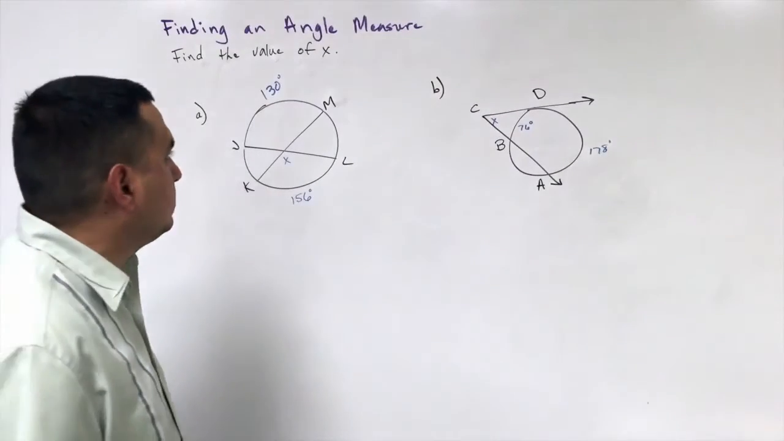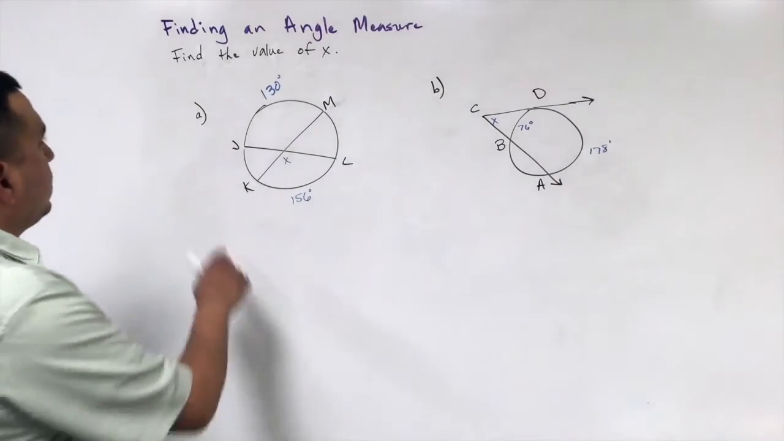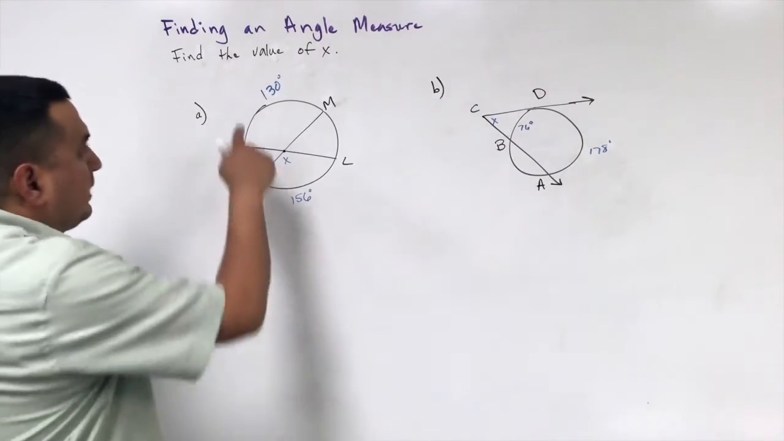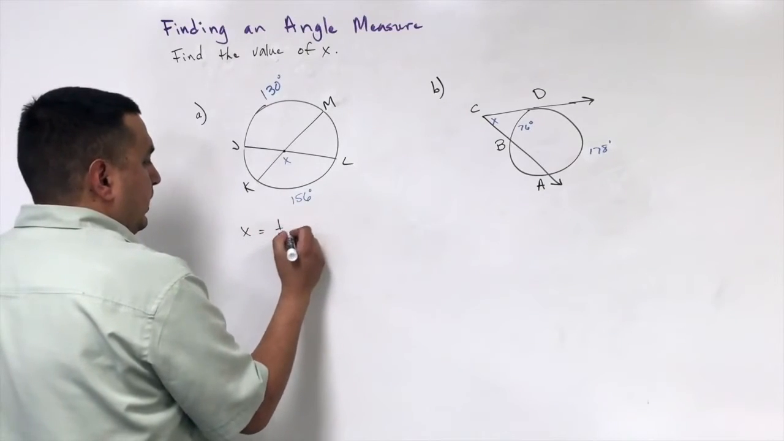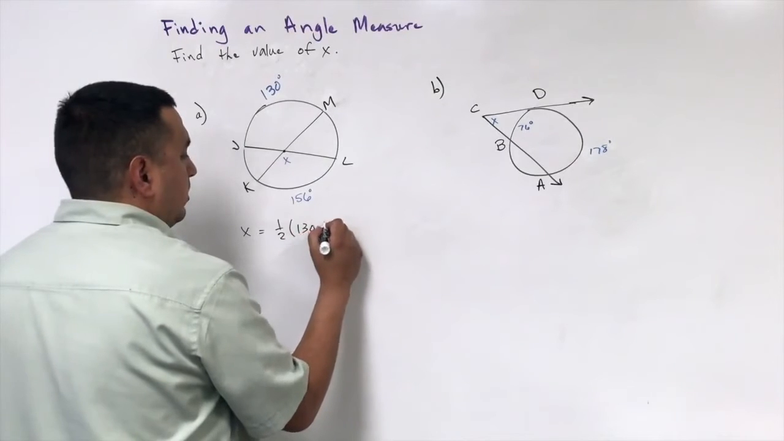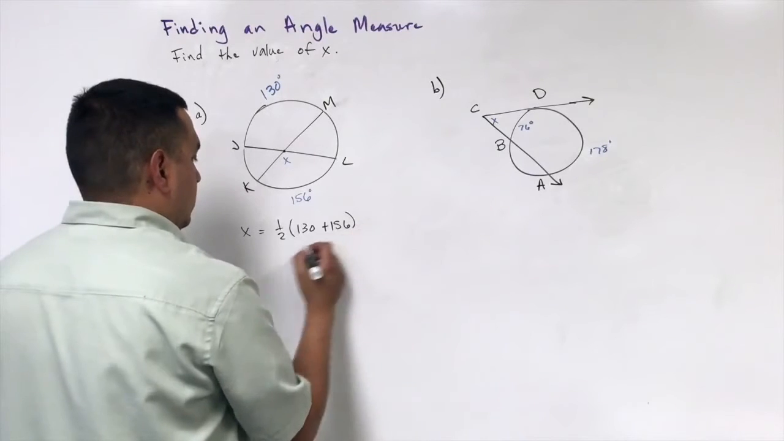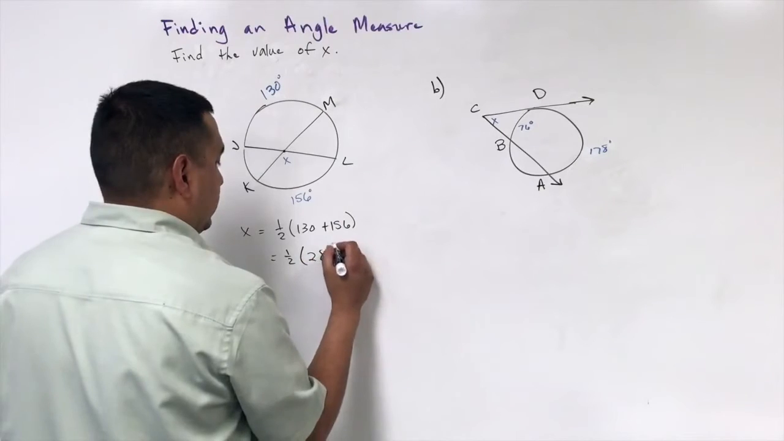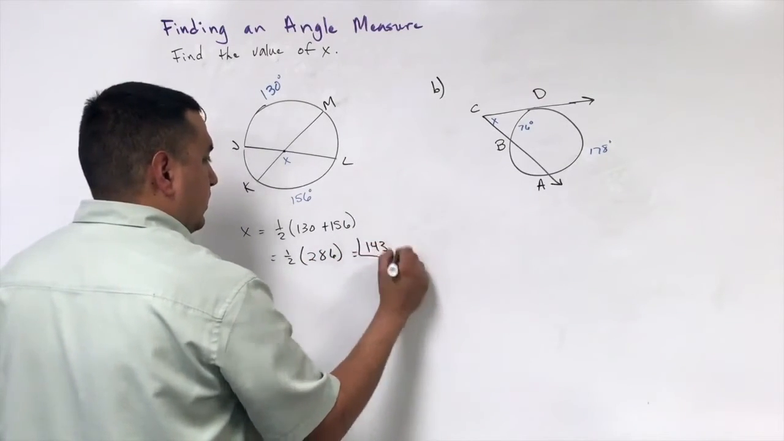Alright, so now let's look at these theorems with some numbers in them. In this first one, the angle is inside the circle, so that means I'm going to add the intercepted arcs. To find x, I need to take 1/2 the sum of the intercepted arcs. So I need to do 130 plus 156. That's going to give me 286. And half of 286 is 143.